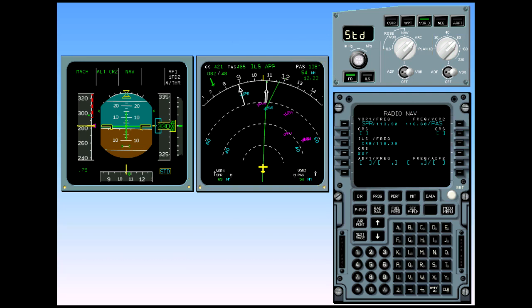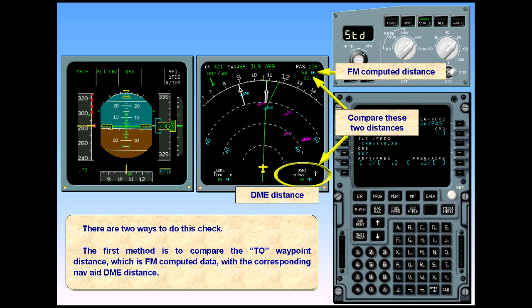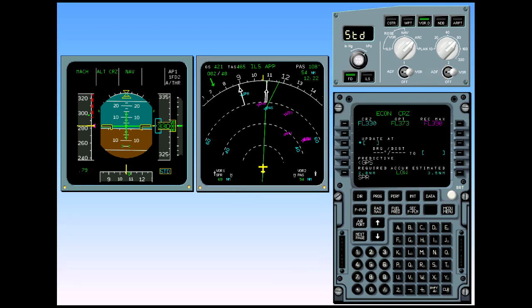There are 2 ways to do this check. The first method is to compare the 2 waypoint distance, which is flight management computed data, with the corresponding nav and DME distance. The second method is to insert a VOR DME identifier in the bearing distance to field on the progress page, and to compare the computed bearing distance with the raw data on the navigation display.